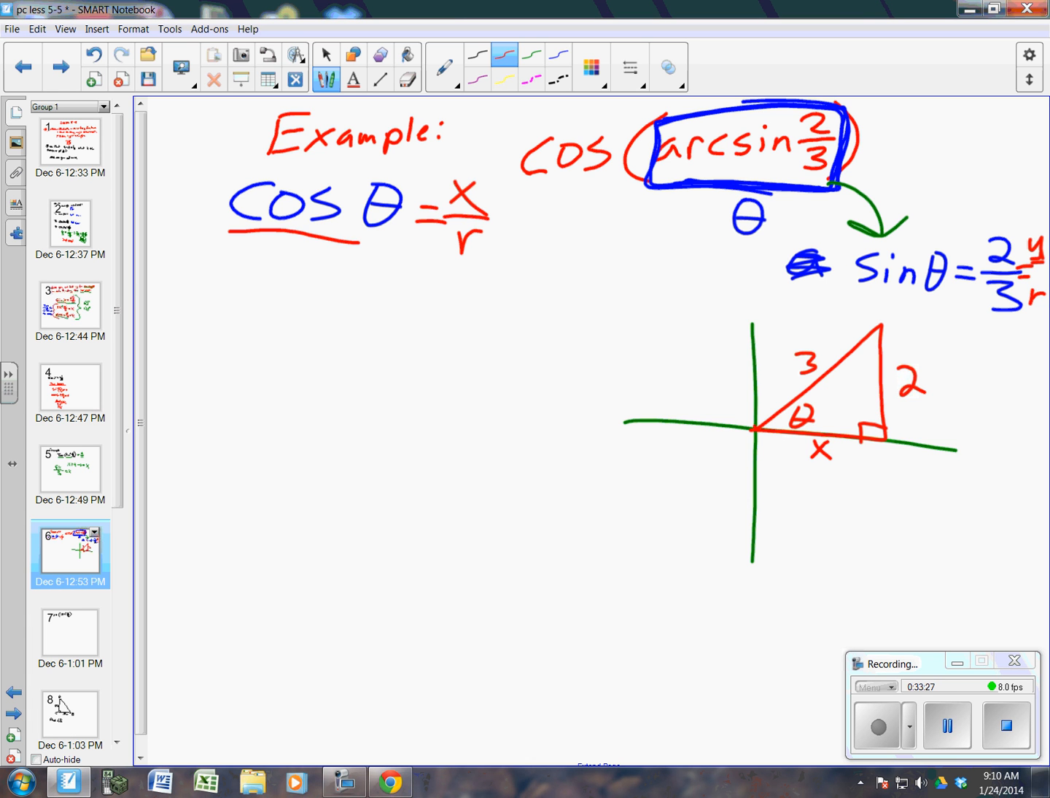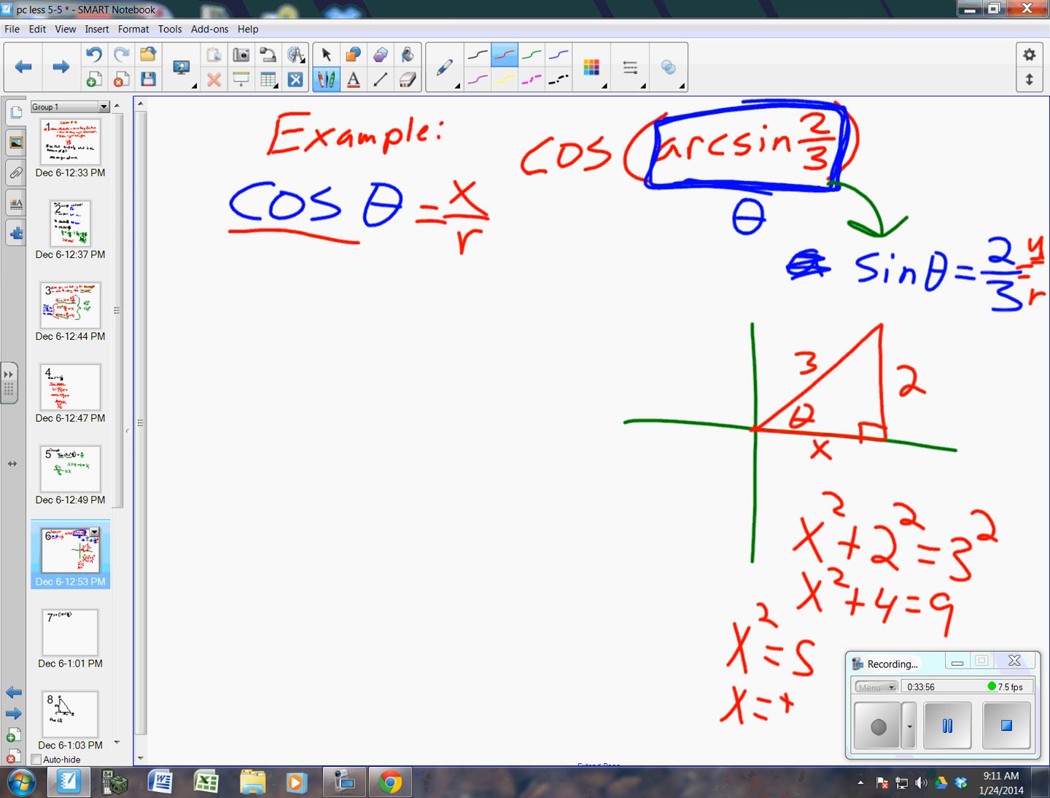So I'm going to have to figure out what x is. How do I find the missing length x? A squared plus b squared equals c squared, someone said. X squared plus 2 squared equals 3 squared. Remember, the hypotenuse always goes on the side by itself. That's x squared plus 4 equals 9. If I minus 4 from both sides, 9 minus 4 is 5. Therefore, x is equal to plus or minus square root of 5.